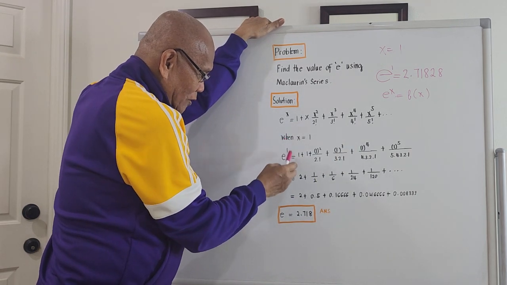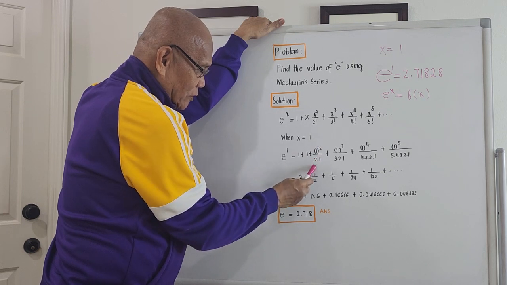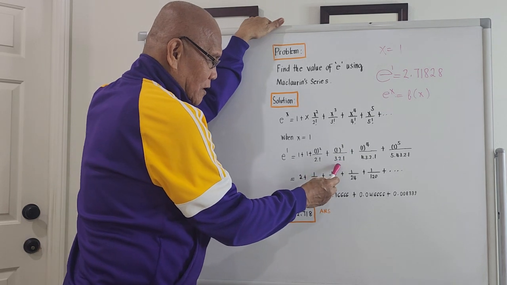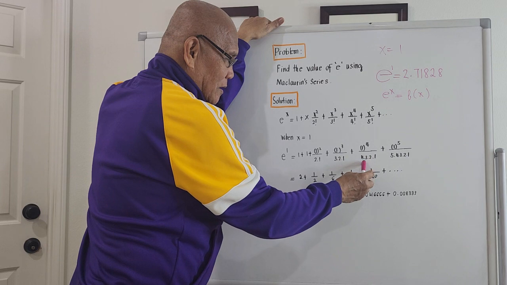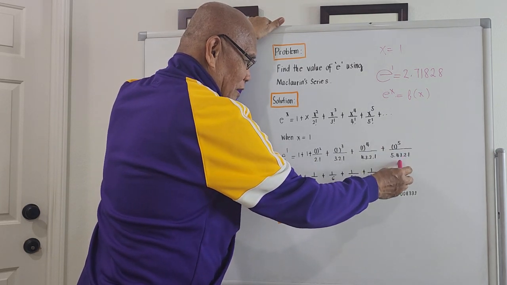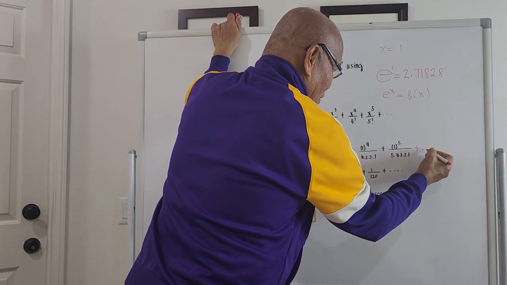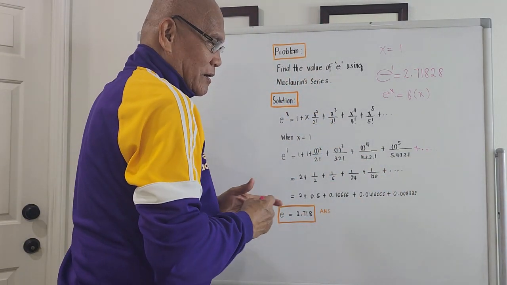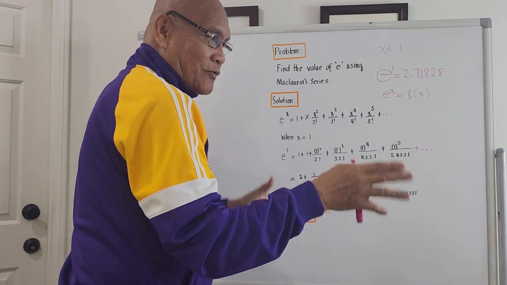So e to the first will be equal to 1 plus x plus 1 squared over 2 factorial plus 1 to the third power over 3 factorial, plus 1 to the fourth over 4 factorial, plus 1 raised to the fifth power over 5 factorial, and so on. We do not need the values beyond x to the fifth power. We will just go up to x to the fifth.